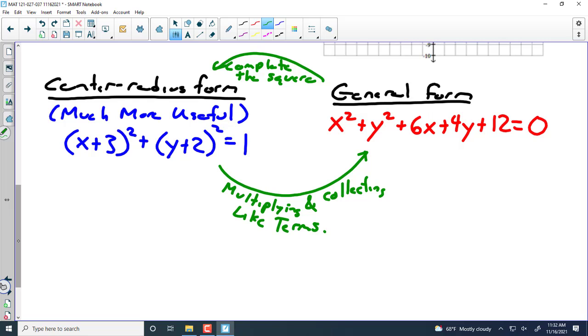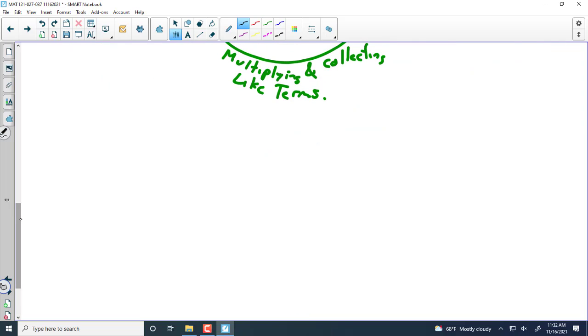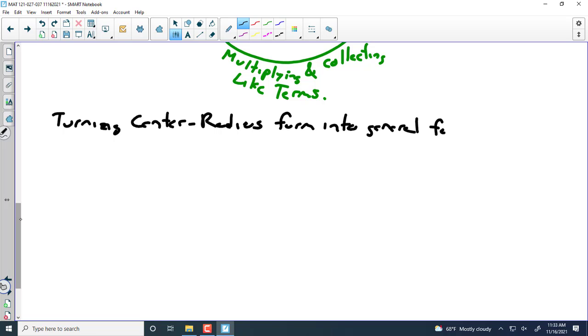So, turning center radius form into general form, which is not the worst thing in the world, it just takes a little bit of time.